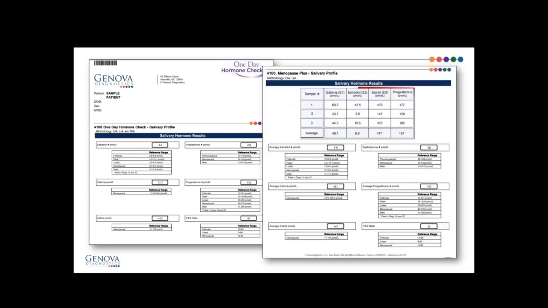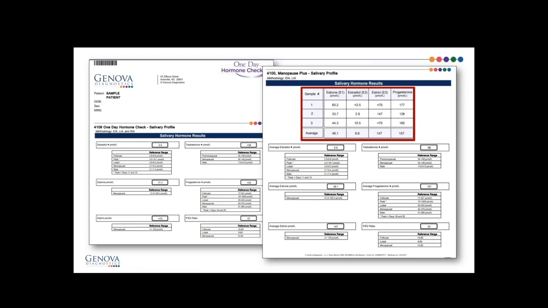Now, you also have the option of a one-day hormone check, where instead of an average over 3 days for estradiol, estrone, estriol, as well as progesterone, you just have that one day, whereas in the menopause plus, the advantage is that you have it over 3 different days. So you're measuring the estrone 3 different days and an average, 3 different days and an average. So that gives you a wider net, because there can be fluctuations.